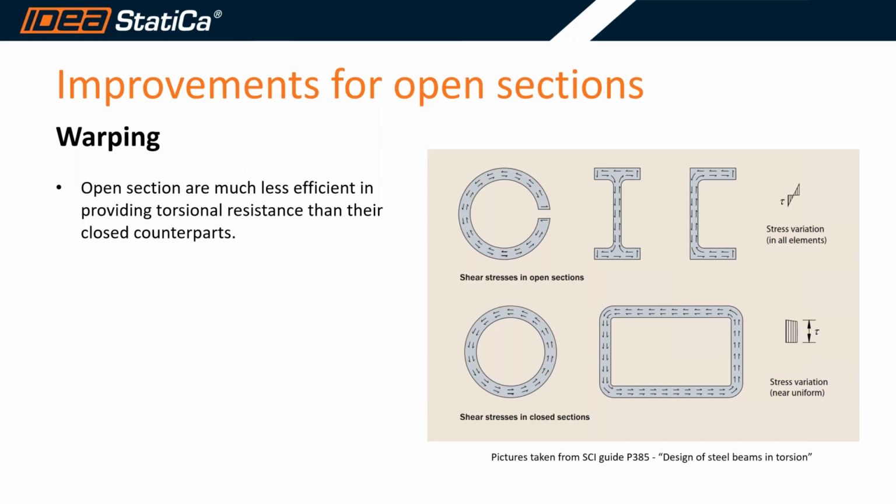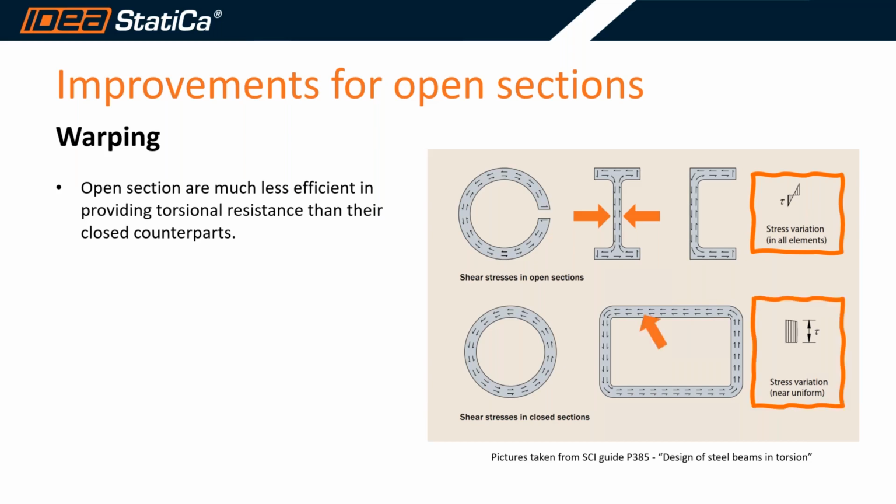Let's put some context into this discussion. We all know that open cross sections are much less efficient in providing torsional resistance in relation to their closed counterparts. The reason is that the shear flow in open cross sections has opposite direction in opposite faces along a section of the member. This creates a stress variation along the length of the element.